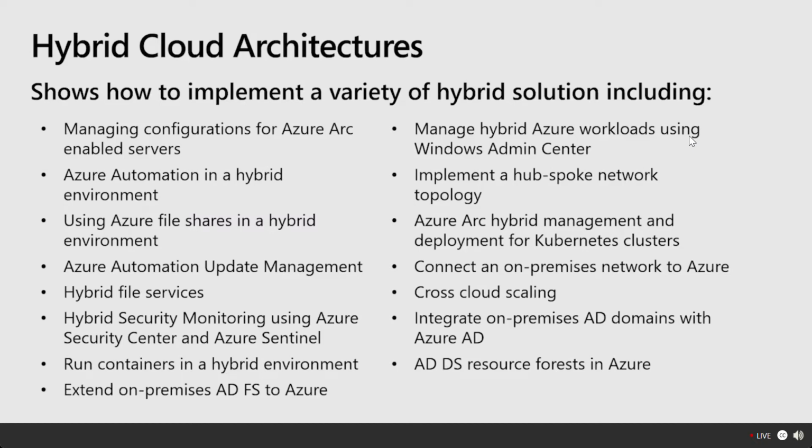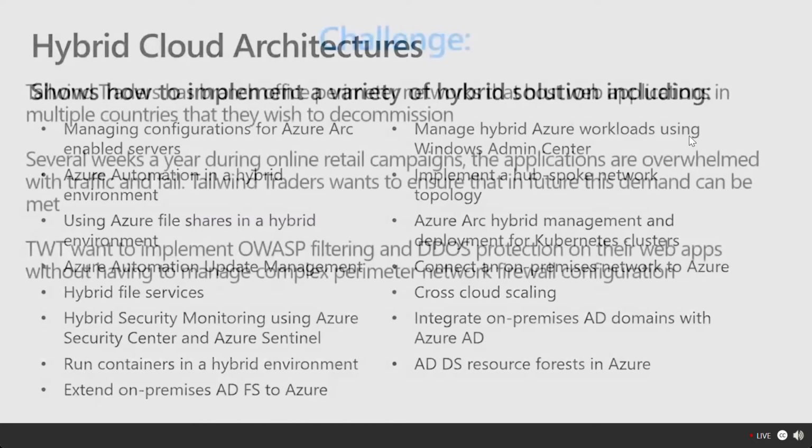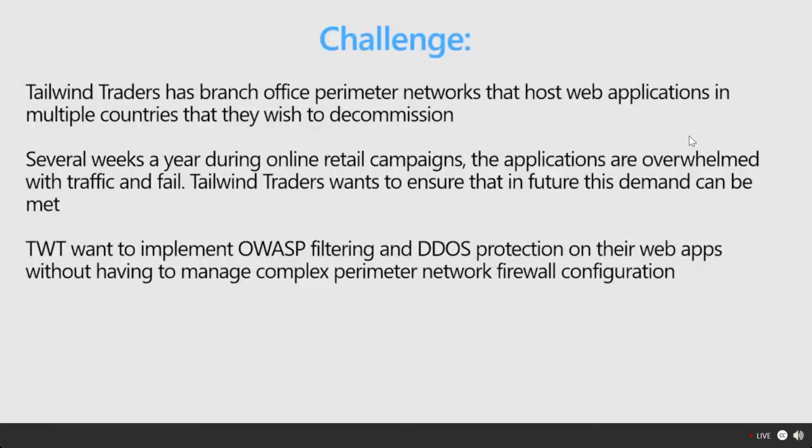Okay, so let's get on to the next challenge. In this challenge, when we're thinking about how hybrid works, we're looking at web applications. Tailwind Traders has branch office perimeter networks that host web applications in multiple countries that they wish to decommission.